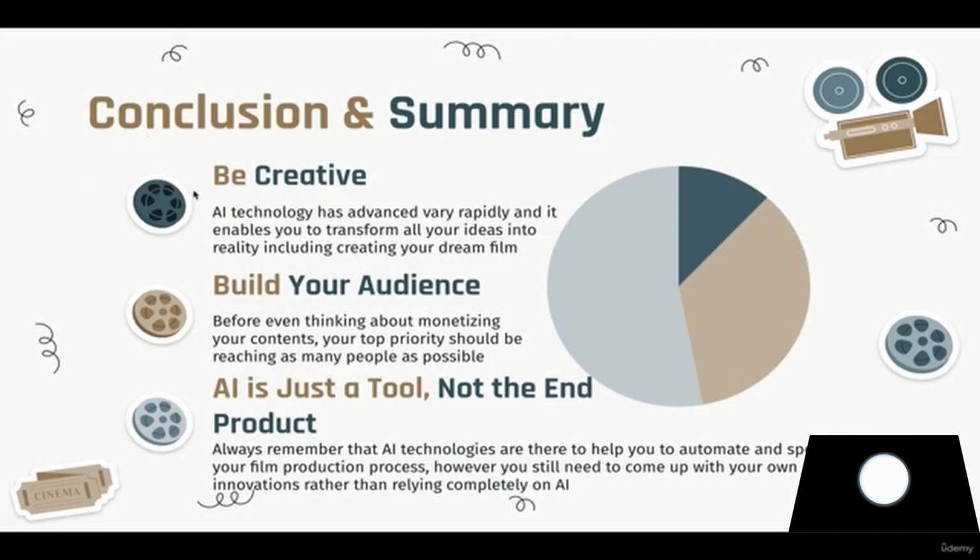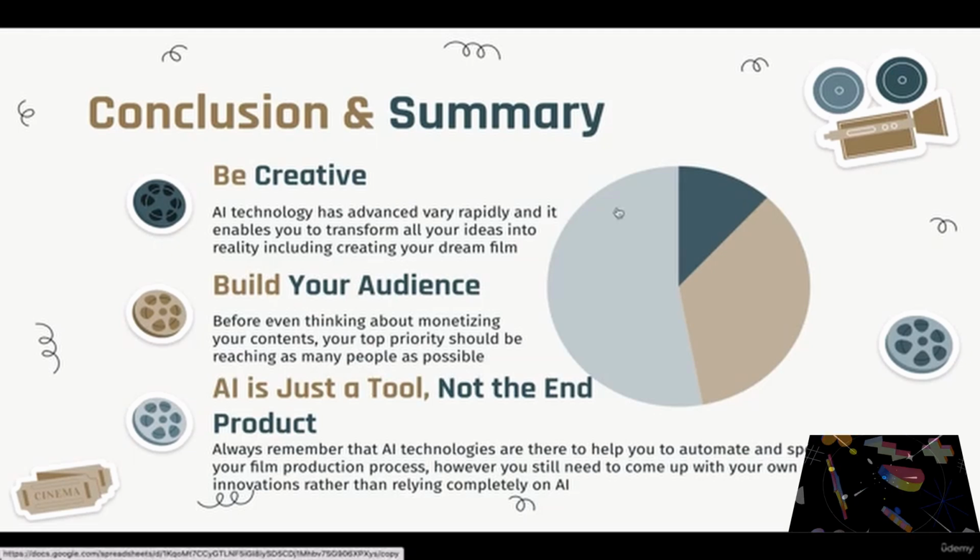The first one here is to be creative, right? So AI technology has advanced very rapidly, guys, and it enables you to transform all the ideas that you haven't had into reality, including creating your dream film, right? If I told you a couple of years ago, hey, you can create film using AI, you wouldn't believe that technology exists, but in this course, I've already shown you that this technology exists, right? So you need to be as creative as possible, as innovative as possible, and turn your imaginations into reality utilizing AI. All right, so that's the first one. Let's move on to the second one here.